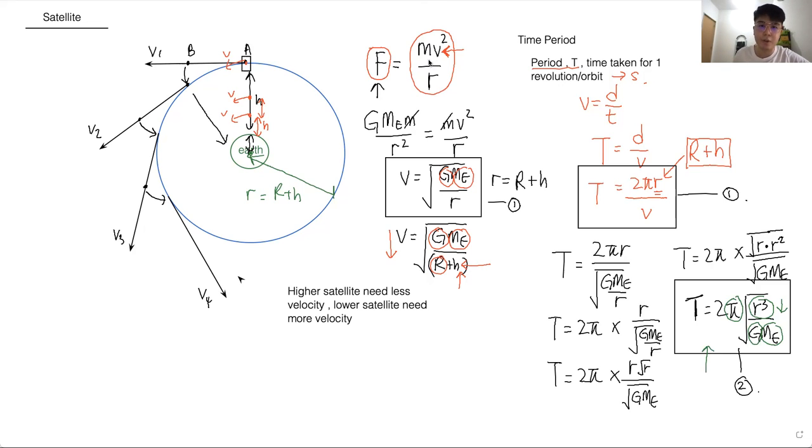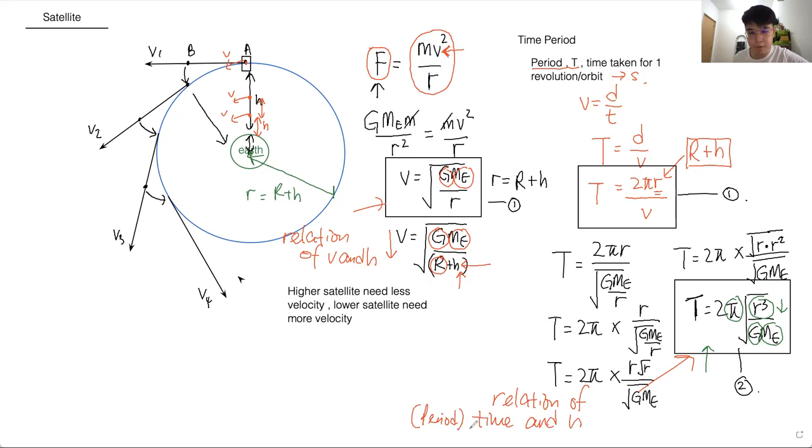Okay, now from here, this formula is the relation of v and h. This formula is the relation of time and h. The time is the period. Okay, time and the altitude h.